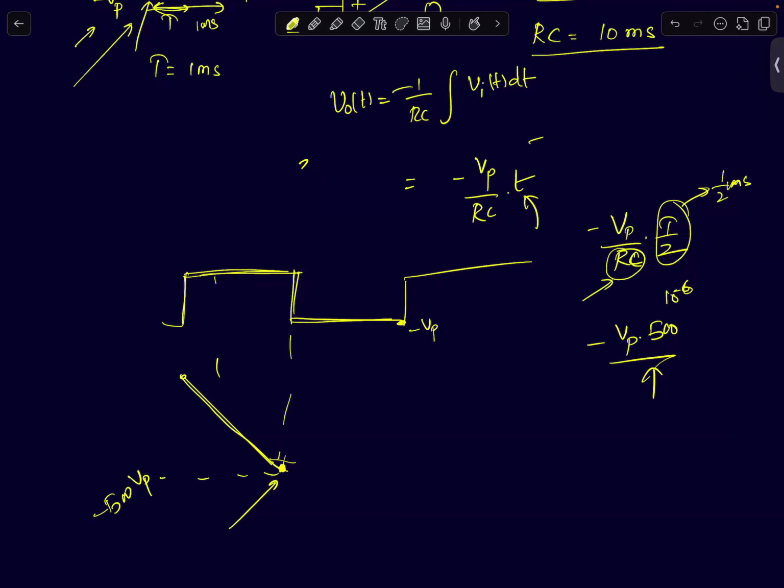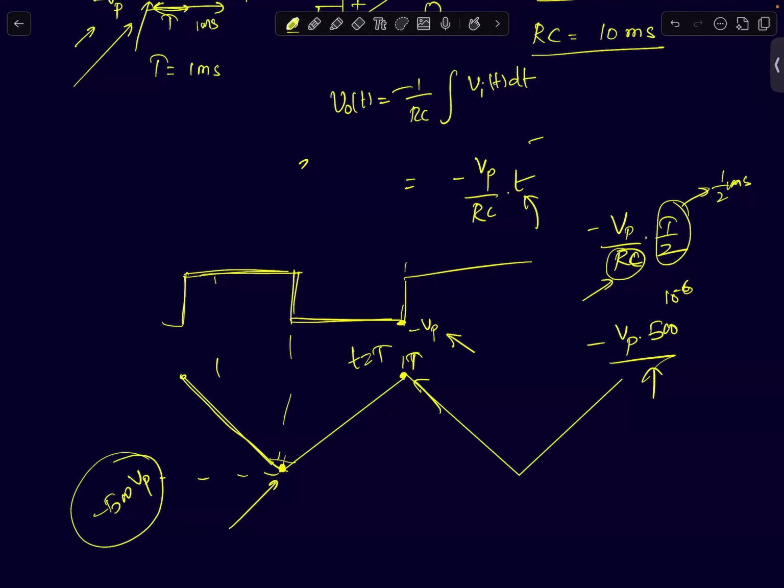Now, when the negative voltage is applied during the negative half cycle, the signal will again start decaying. And what will be the voltage at time t equals T? At this point, it is 0. It reaches minus 500 Vp and returns back to 0. That's all that will happen here. So you'll see a waveform which will look like this.